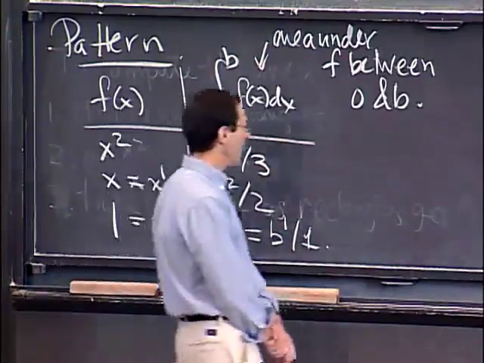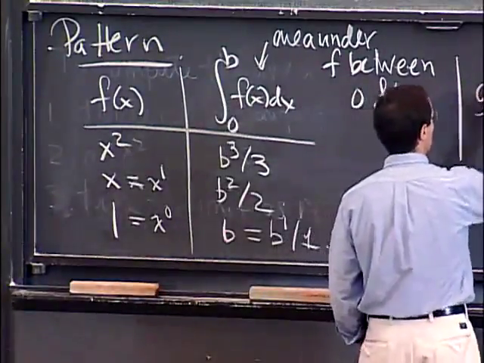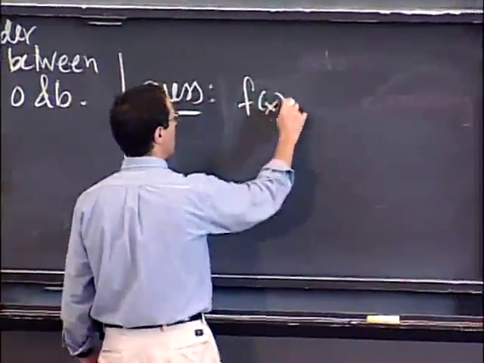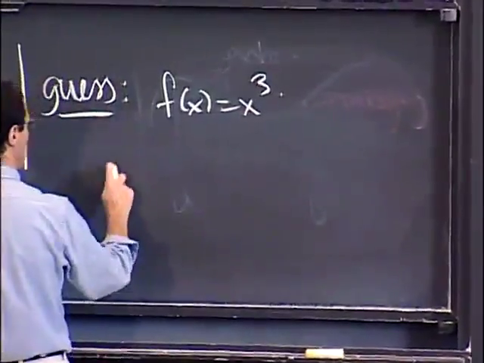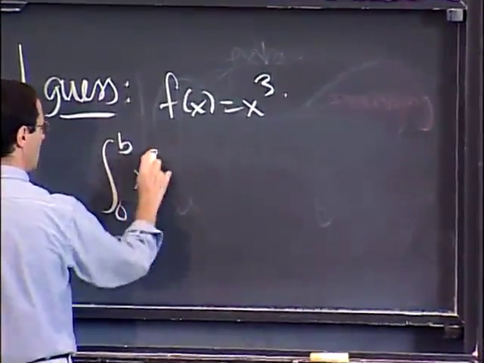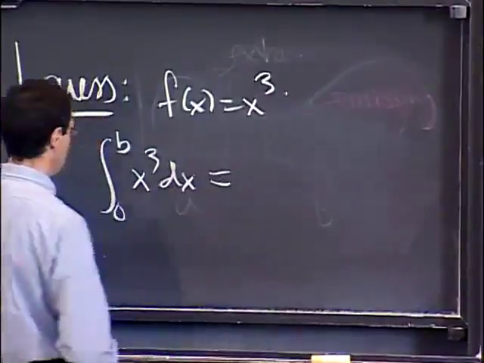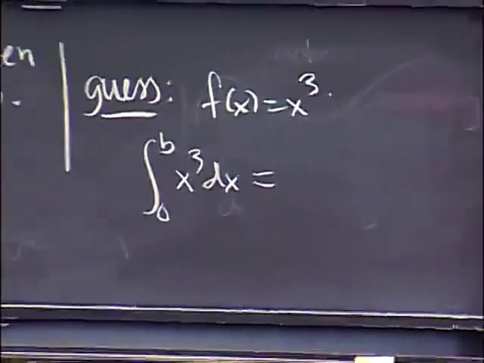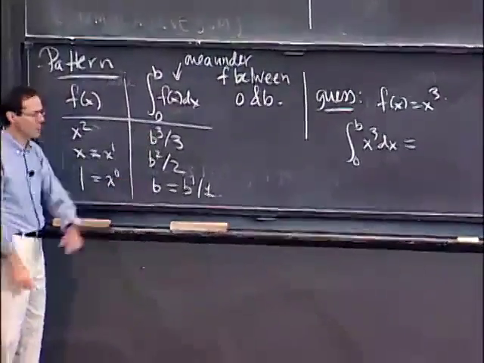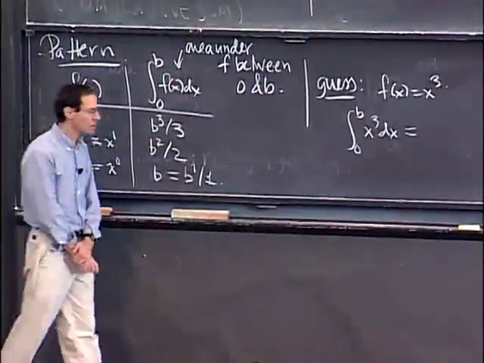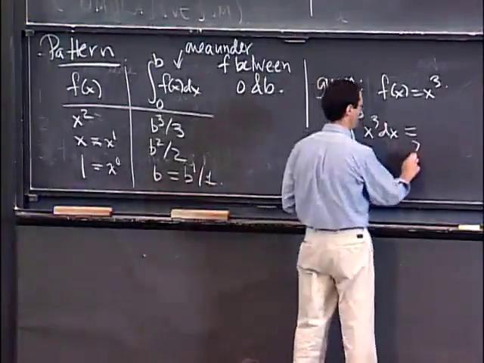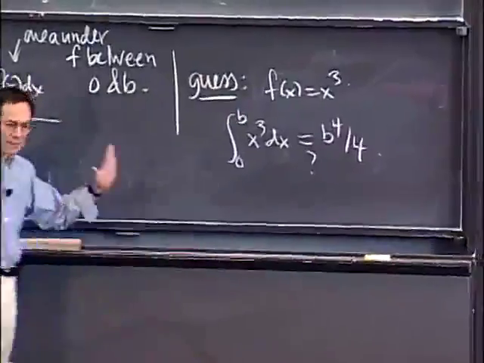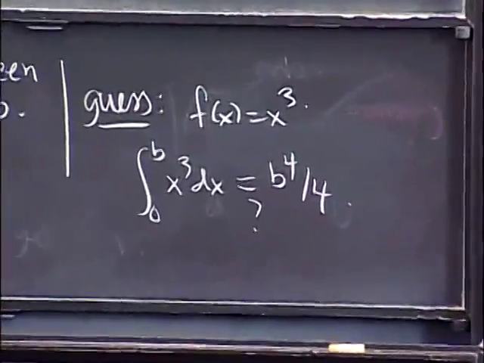So if you want to guess what happens when f of x is x cubed, well, if it's 0, you do b to the 1 over 1. If it's 1, you do b to the 2 over 2. If it's 2, you do b to the 3 over 3. So it's reasonable to guess that this should be b to the 4 divided by 4. Right? That's a reasonable guess, I would say.